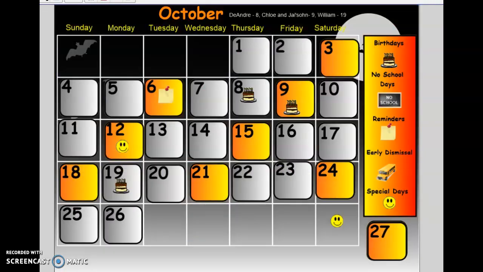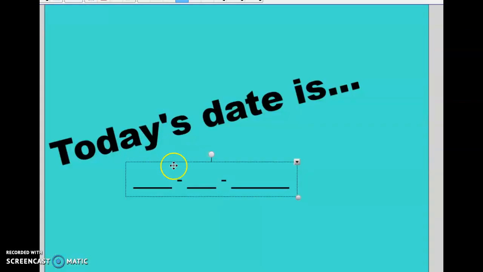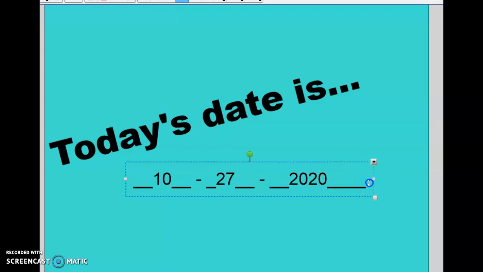Let's get started. The month is October. Yesterday was October 26th. If yesterday was the 26th, then today is October 27th. Let's fill this in. October 27th, 2020.